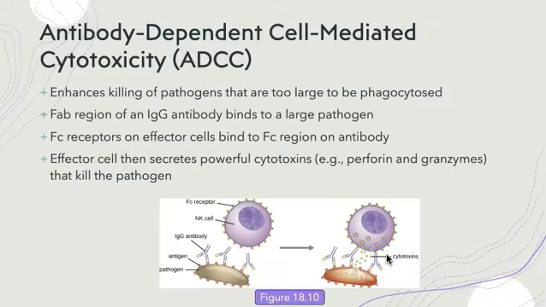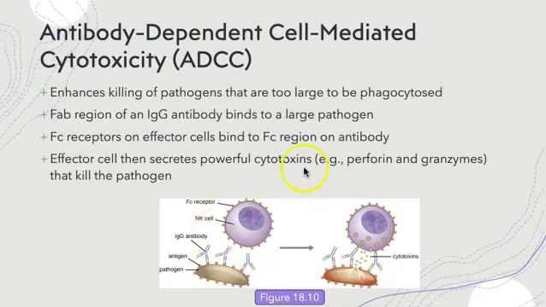The last function we're going to talk about is antibody-dependent cell-mediated cytotoxicity, also known as ADCC. Now, this enhances the killing of pathogens that are too large for our phagocytes to engulf. And this is best done by our natural killer cells, the NK cells, but can also involve macrophages and eosinophils. And the way they do this is first the antibody, here we see pictured IgG, is going to have that Fab region attached to the epitope or antigen on the pathogen.